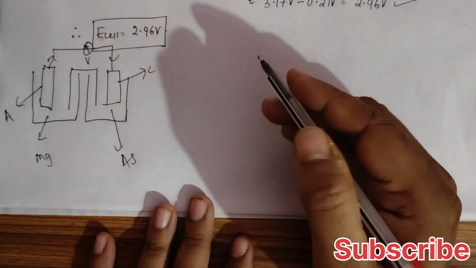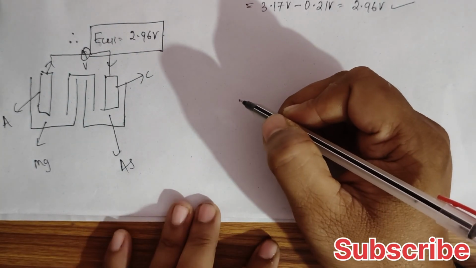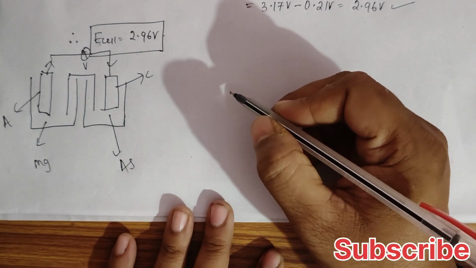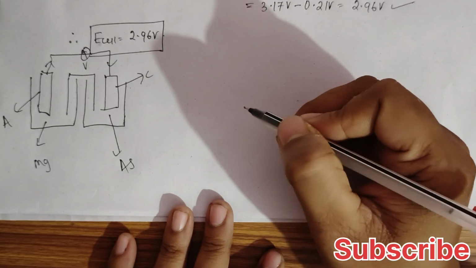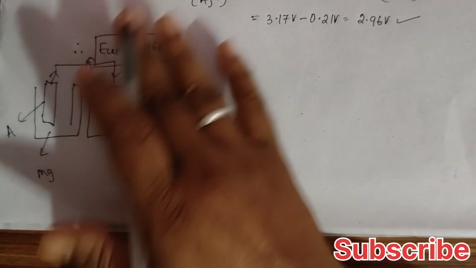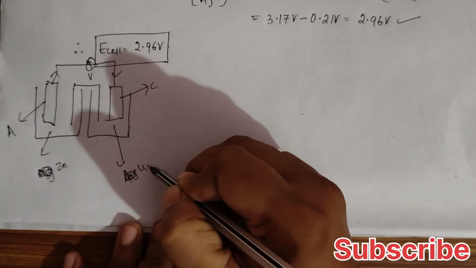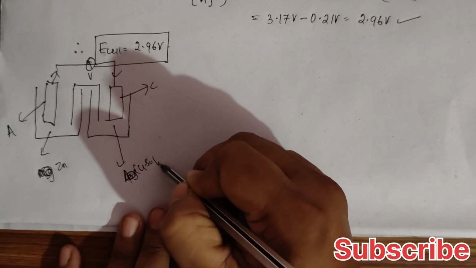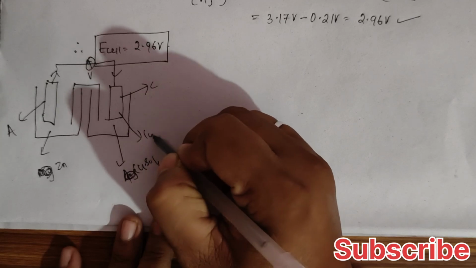Kc means equilibrium constant. To calculate the equilibrium constant, first of all we have to take an example. Let us take a simple example, not this magnesium. Let us take zinc and copper sulfate solution: a zinc electrode here and a copper electrode here.